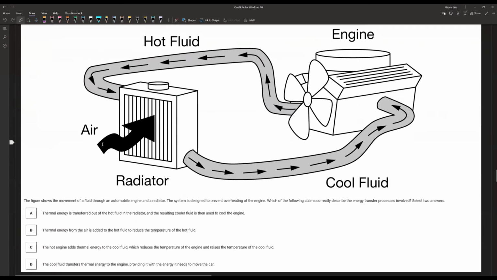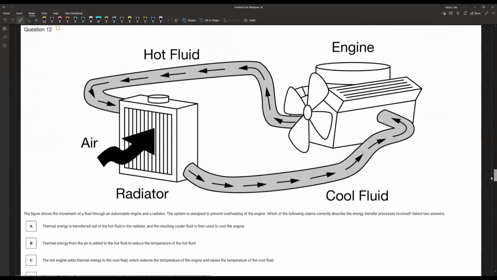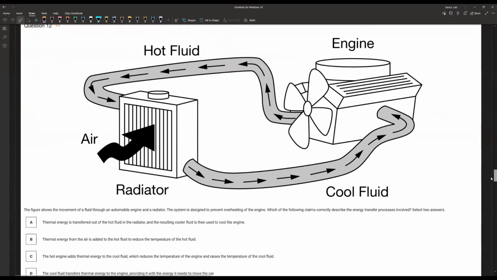Let's go ahead and look at number 12. The figure shows the movement of a fluid through an automobile engine and a radiator. The system is designed to prevent overheating of the engine. Which of the following claims correctly describes the energy transfer process involved?